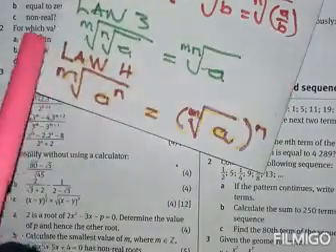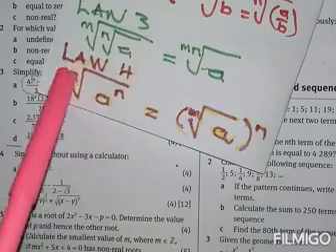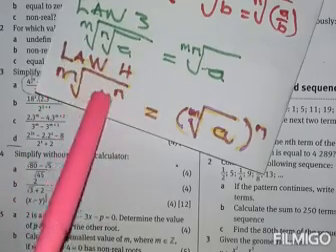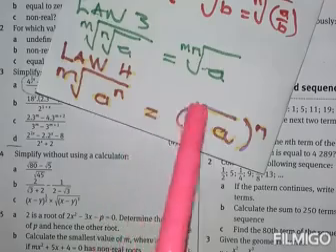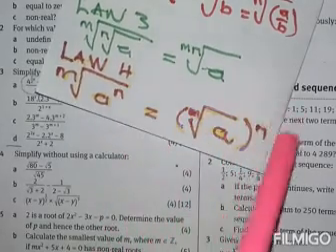Law 4 says that if we have a root of m of a to the power n, it is the same thing as a root of m to the power n.